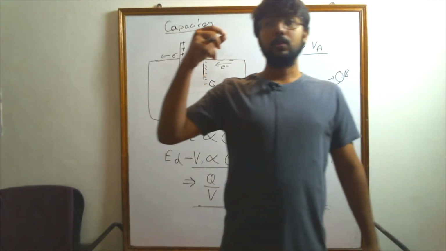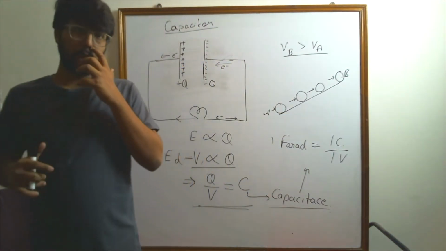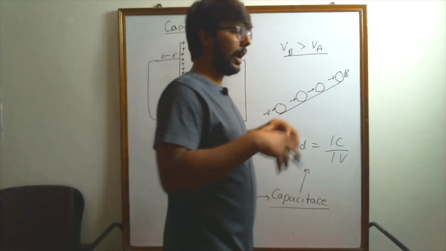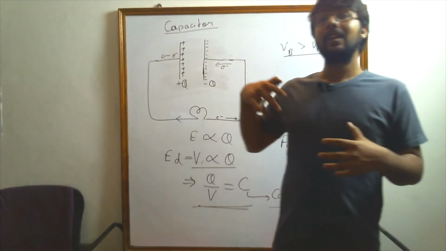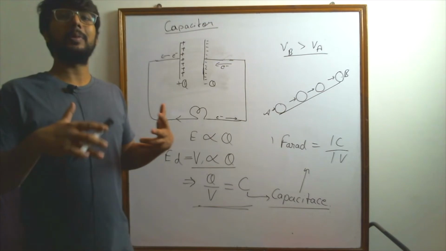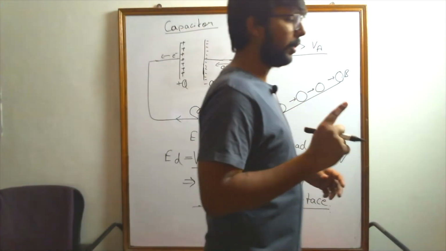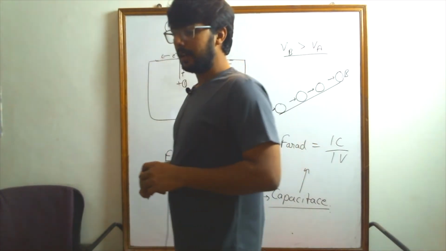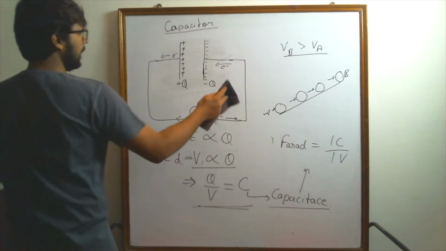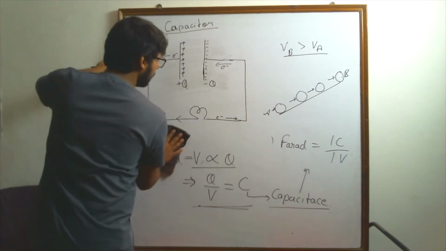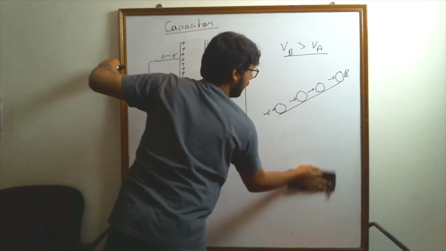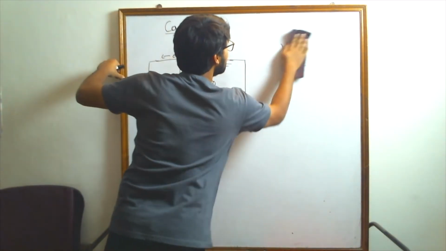To hold 1 coulomb of charge, my plates would have to be about 30 kilometers square big, just to hold 1 coulomb of charge. That's why you can see that 1 farad is quite a big amount. Okay, so that is what a capacitor is, and really cool stuff that this capacitor is.